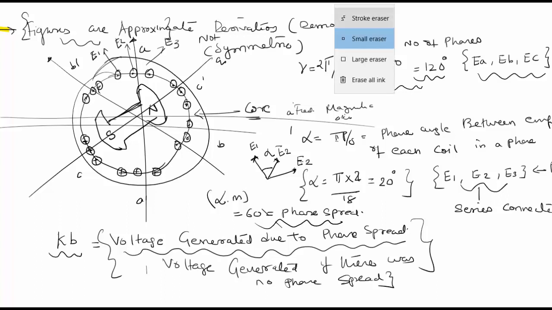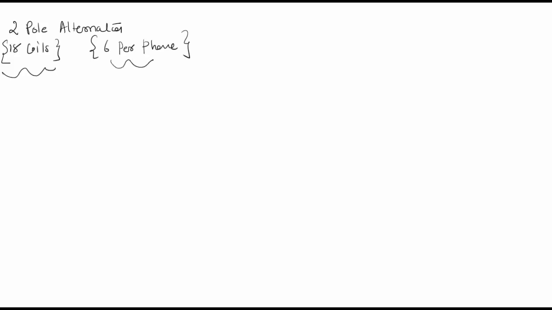Considering all the values we have so far, this is a two pole alternator, there are 18 coils, that is 6 per phase, and in this 6 per phase, 3 is per pole per phase.